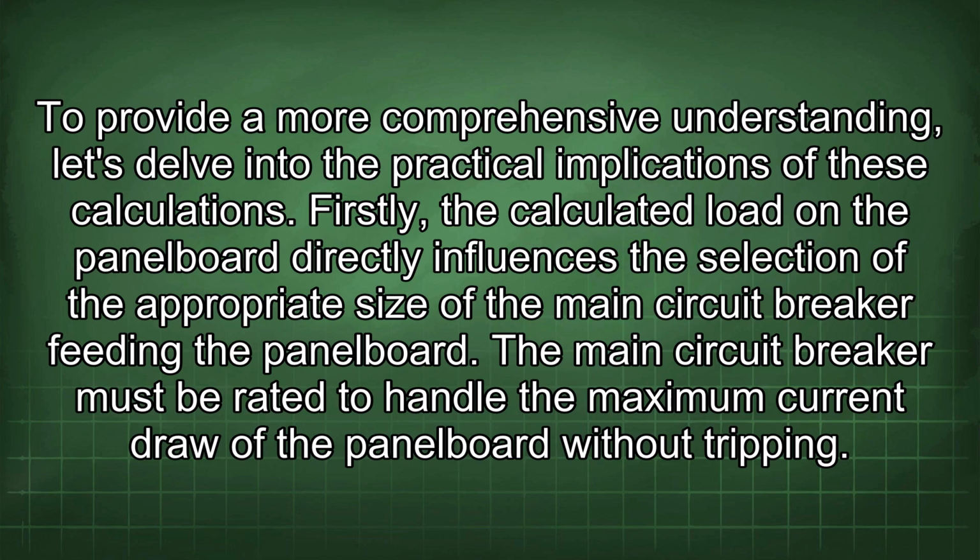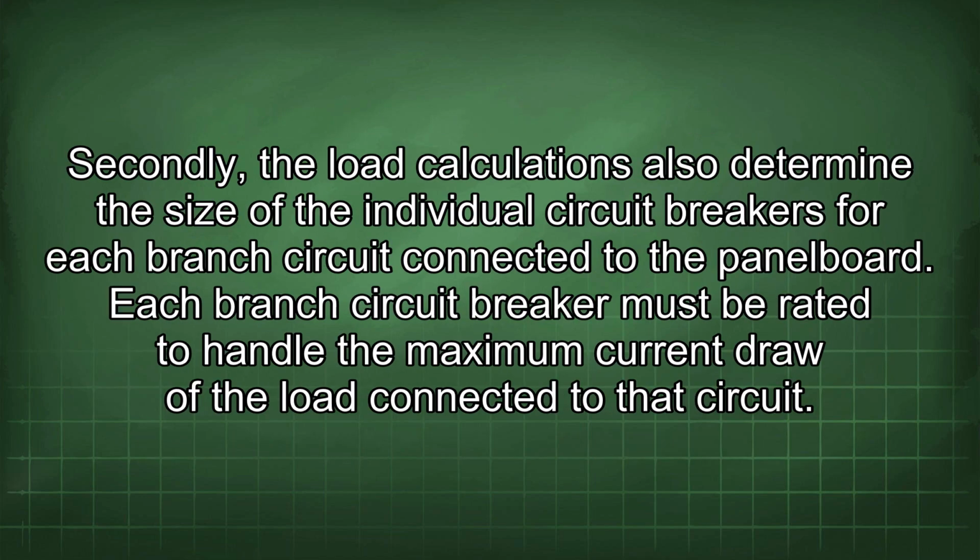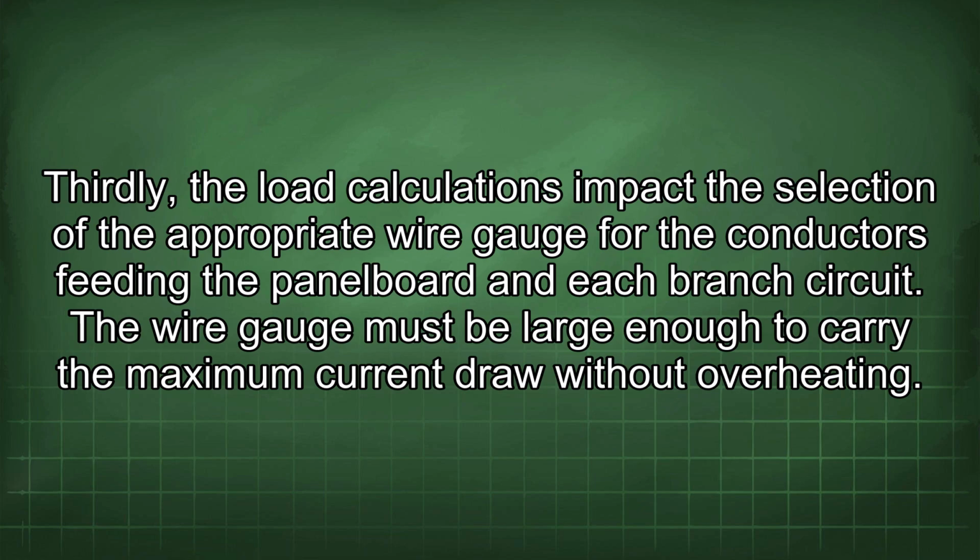Firstly, the calculated load on the panel board directly influences the selection of the appropriate size of the main circuit breaker feeding the panel board. The main circuit breaker must be rated to handle the maximum current draw of the panel board without tripping. Secondly, the load calculations also determine the size of the individual circuit breakers for each branch circuit connected to the panel board. Each branch circuit breaker must be rated to handle the maximum current draw of the load connected to the circuit. Thirdly, the load calculations impact the selection of the appropriate wire gauge for the conductors feeding the panel board and each branch circuit.